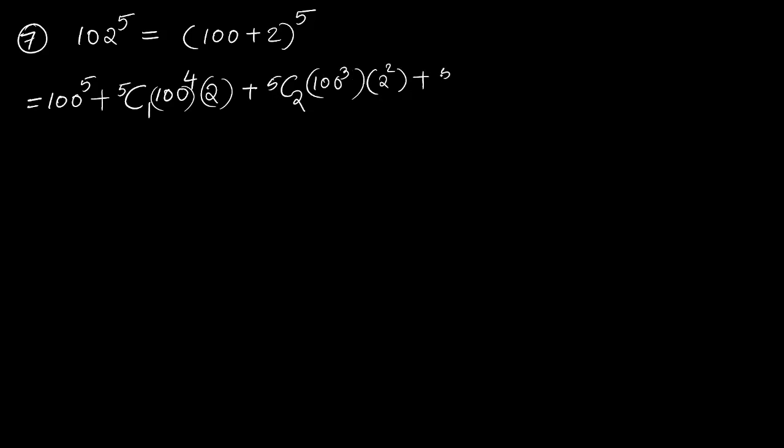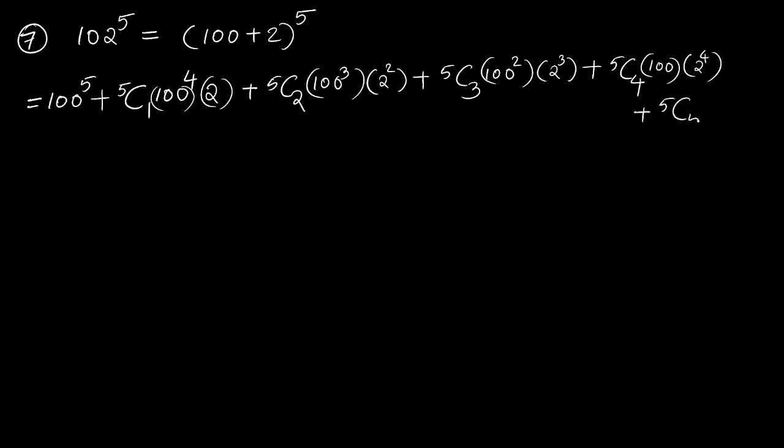After 5c2 you will get 5c3. 100 cube becomes 100 square, 2 square becomes 2 cube. 5c4: 100 square becomes 100, 2 cube becomes 2 raised to 4. Finally 5c5: 100 disappears, 2 raised to 5. Please go through the expansion. Do you have any doubt in this expansion?